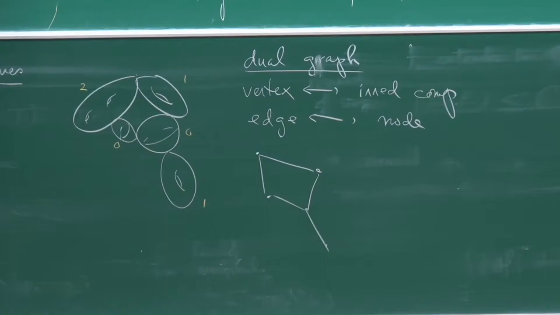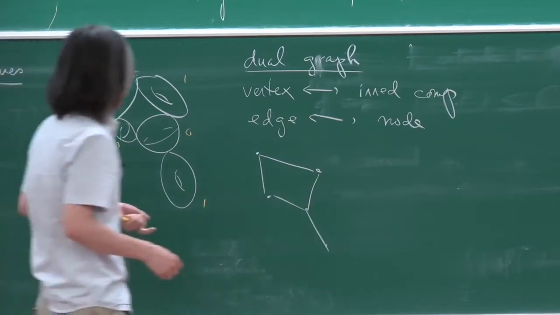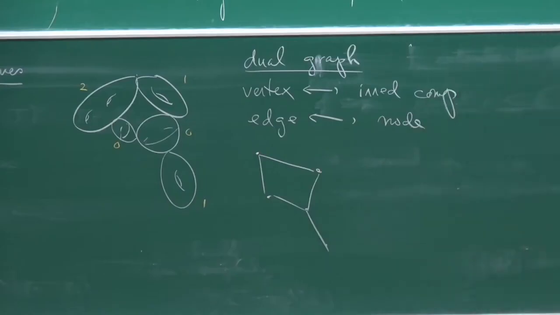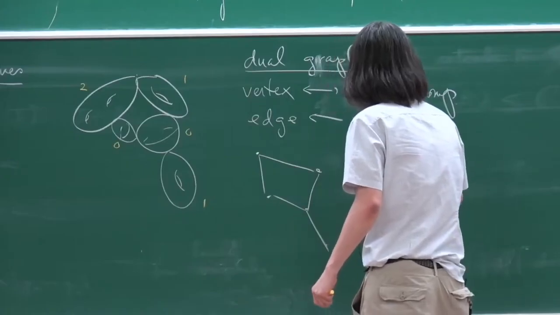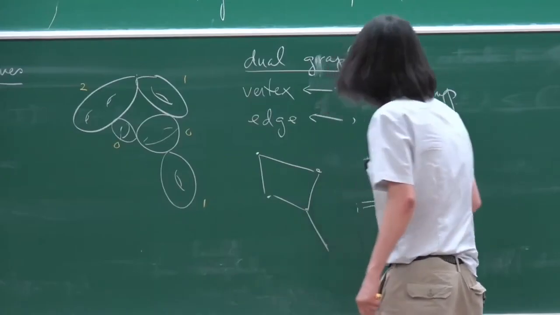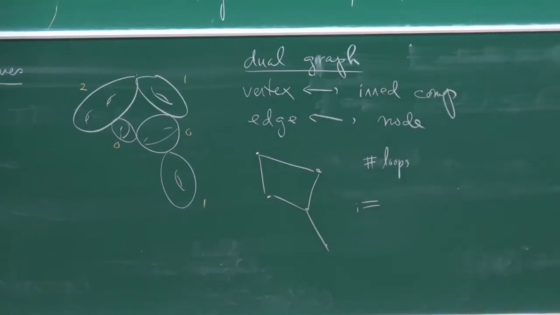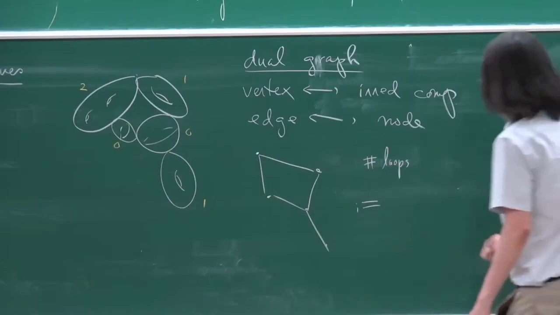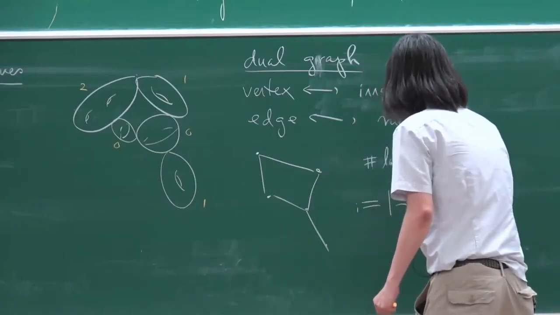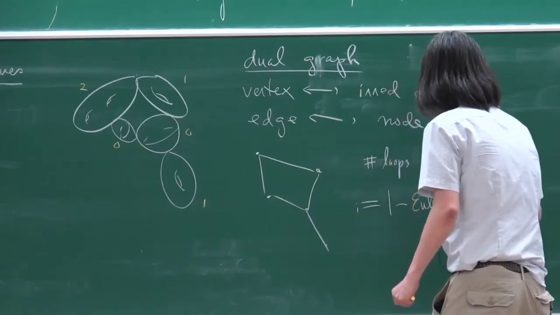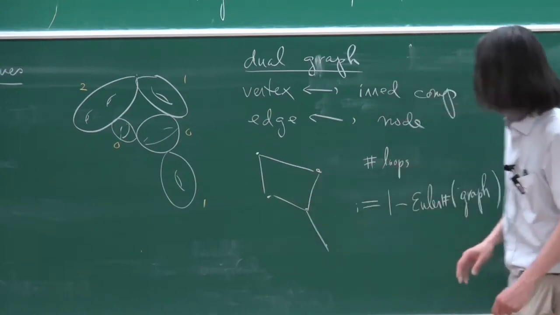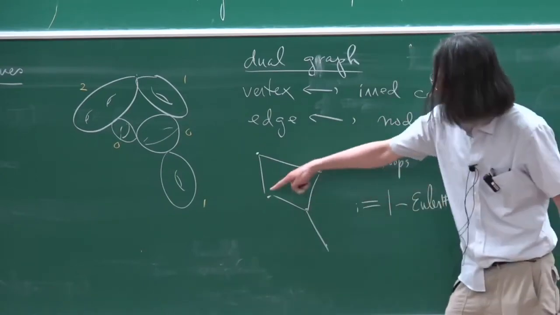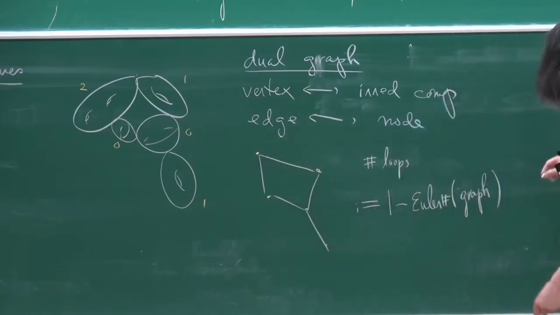And then here, you can talk about the number of loops. Maybe what does it mean? So the number of loops is actually 1 minus the Euler number of the graph. So in this case, the Euler number is 0, so therefore this is 1. I have only one loop, right? Because there is nothing else.